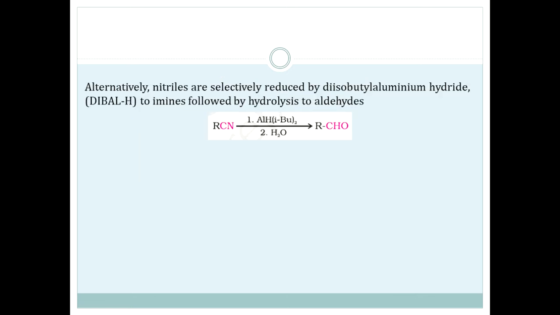Alternatively, aldehydes can be prepared from nitriles by using diisobutyl aluminum hydride, that is DIBAL-H. In this reaction, nitriles are selectively reduced by DIBAL-H to imines, followed by hydrolysis to give aldehydes.